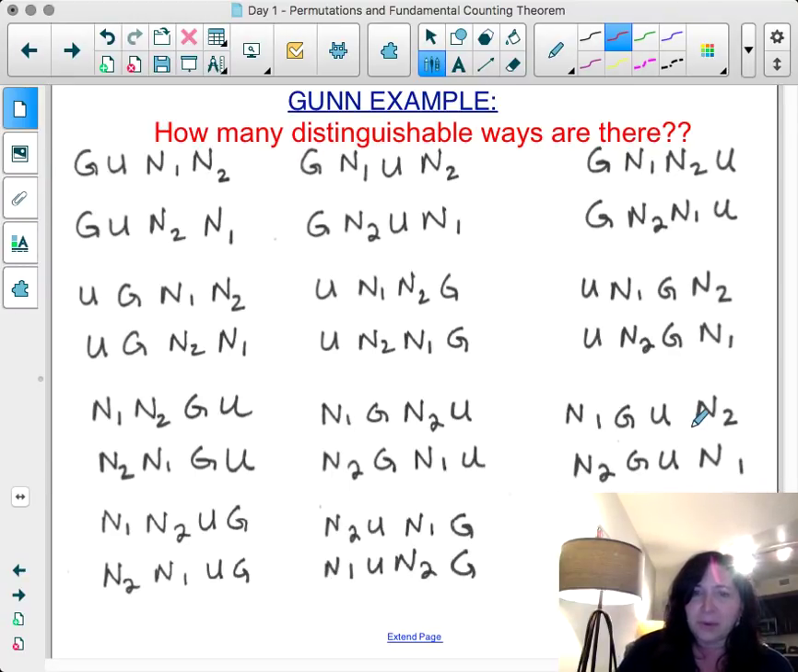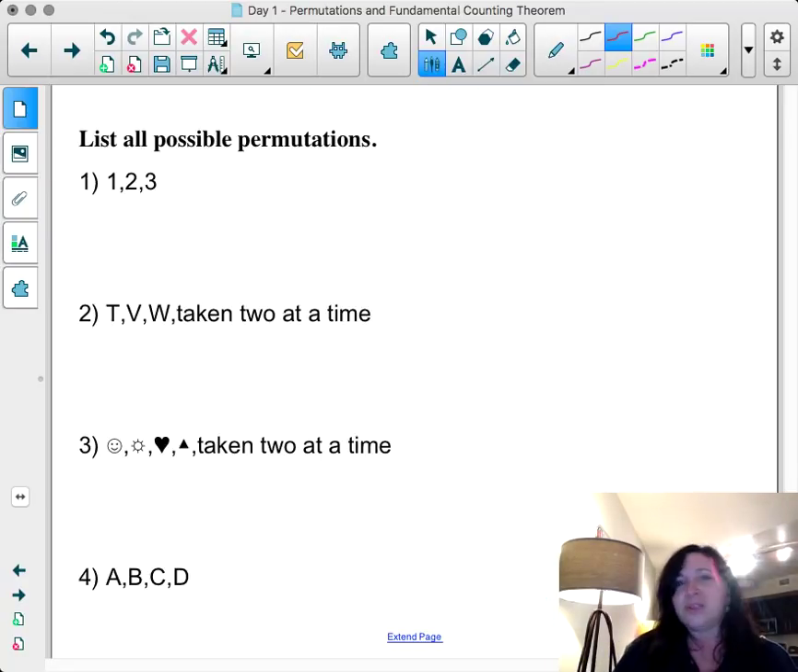Looks like 24. That's what I count. Anyway, that'll be fun. You can do that later. Okay, so for this problem right here, I want you to list all the possible permutations.